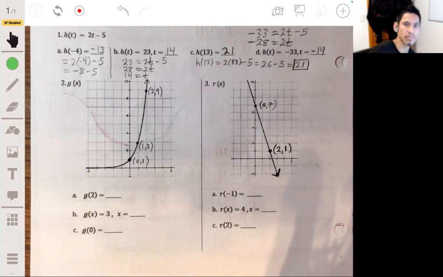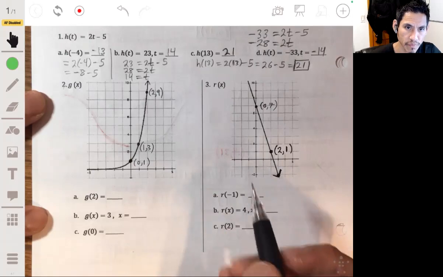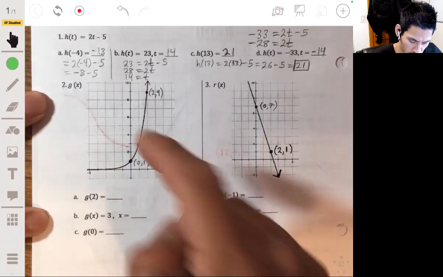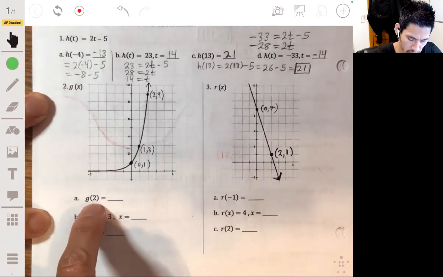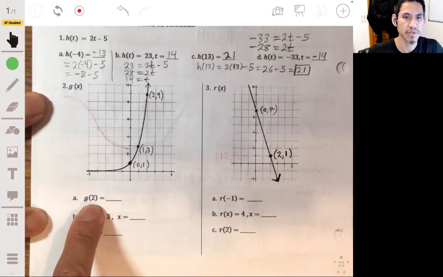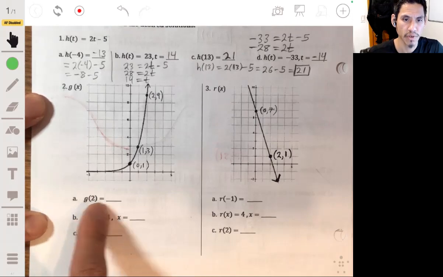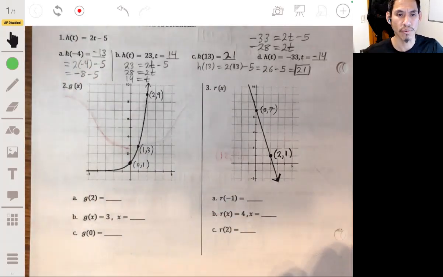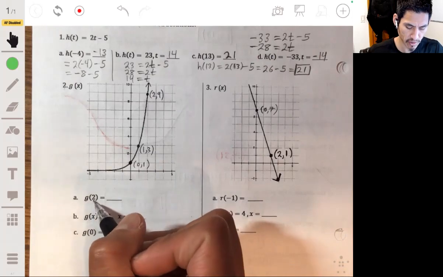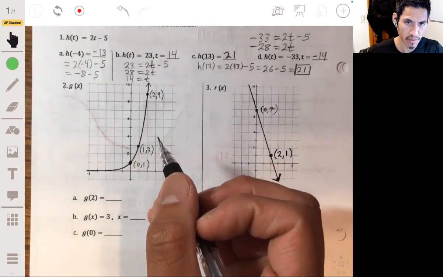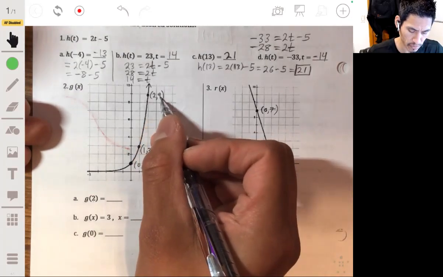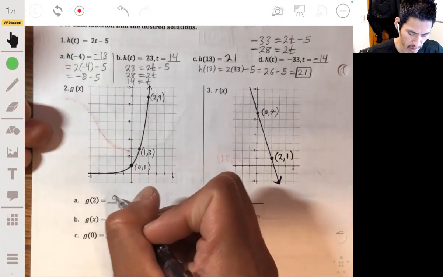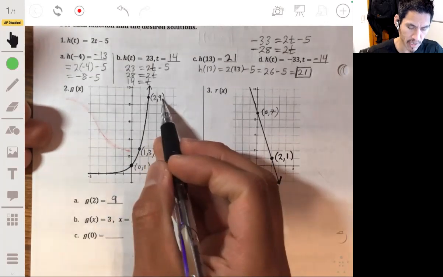Our final two, these are just quick identifying. So we're going to look at this graph for g of x. So when we're looking at g of 2, what is g of 2 equal to? Well, that's just saying, what's the y value when the x value is 2 on this graph? So the y value when x is 2 is just referring to this point, is just going to be 9. We're just talking about the point 2 comma 9.